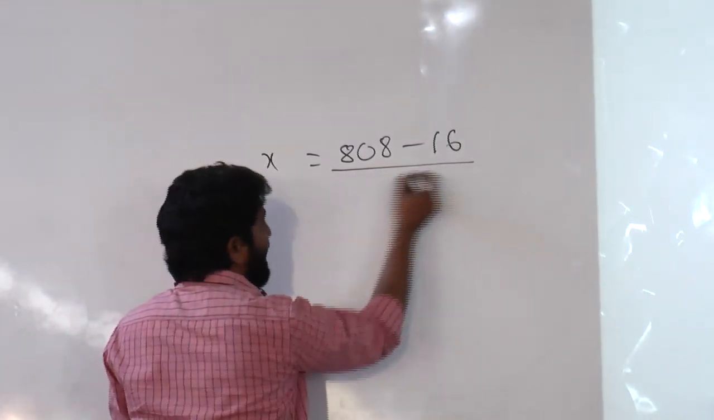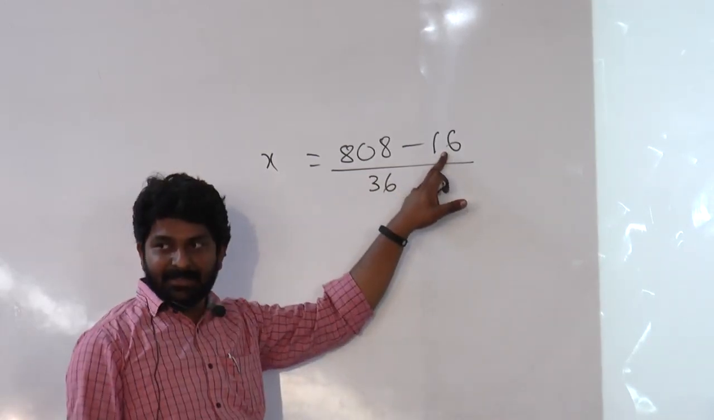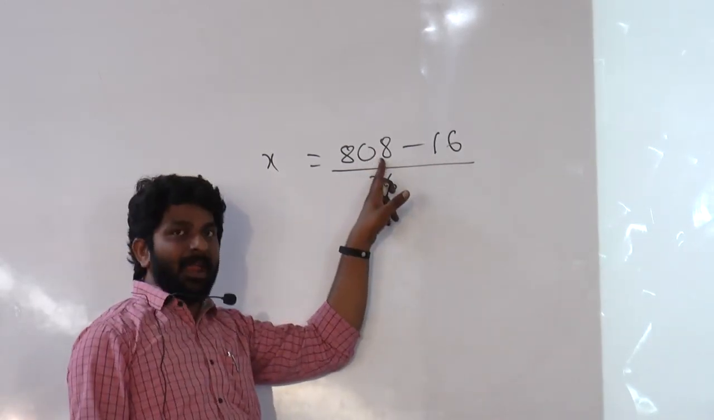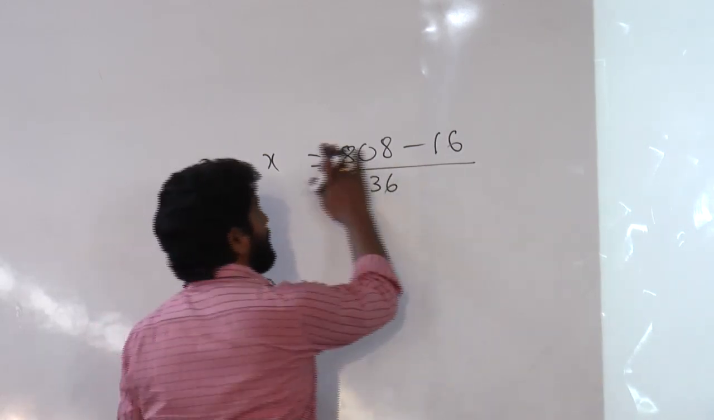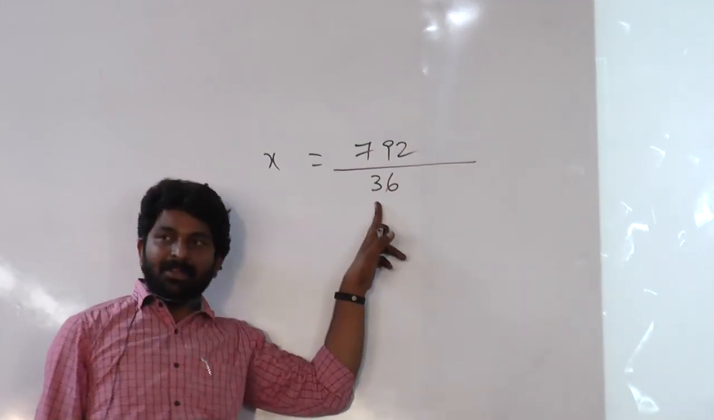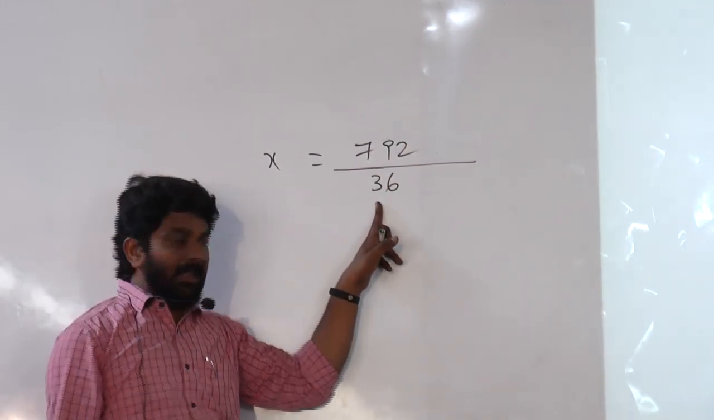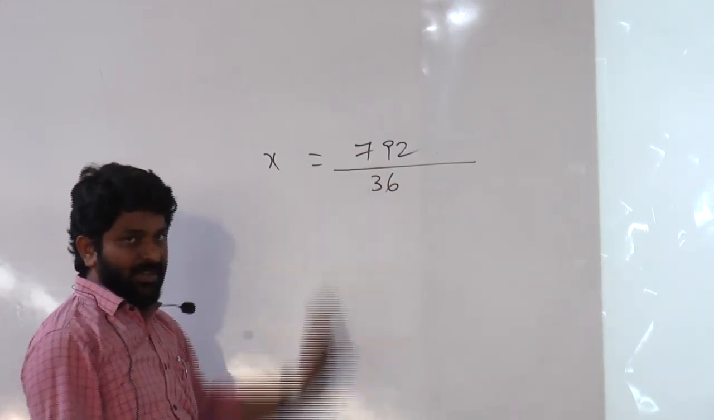X is equal to that divided by 36. Subtract 8 first. 800, again minus 8, 792. 10 times of this number, 360, 20 times, 720. Apart from 720, you have 72. That will be 2 times again. So x is 22.